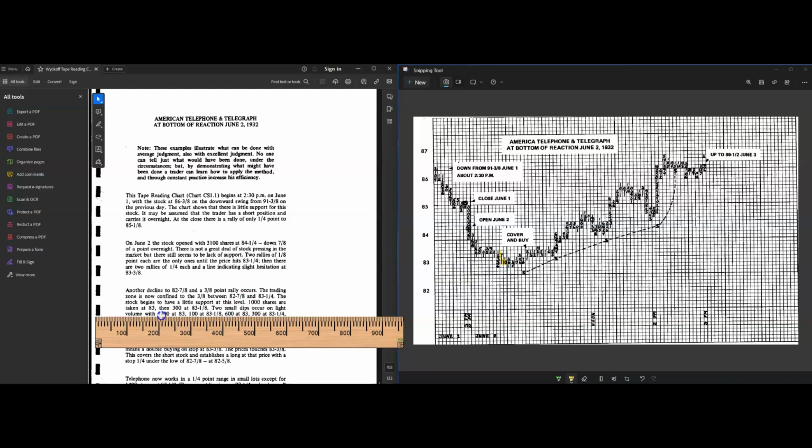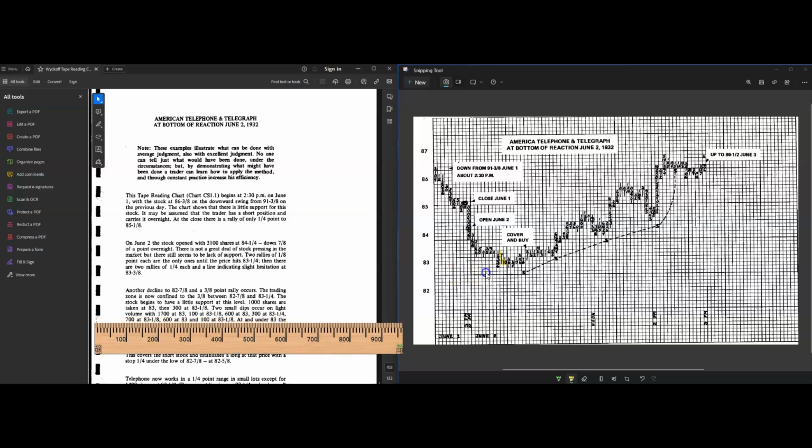With 1,700, 100 at 83, and 100 at 83 and 1/8, 600, and then 83 and a quarter. Talking about here. So this, again, the 1700 is heavy volume right there. That 1700 is heavy volume. And then after that, he starts talking about the 3, the 7, and the 6, which is the next line.